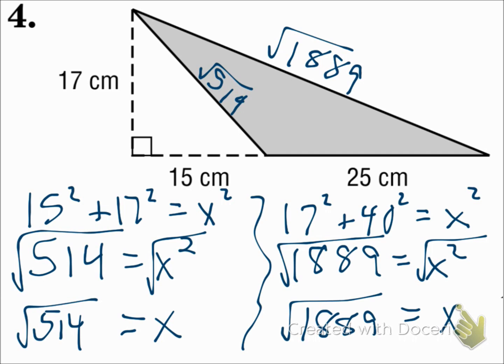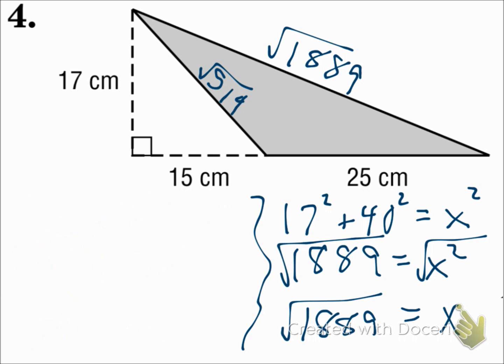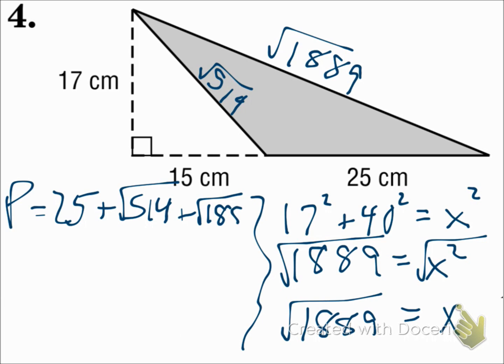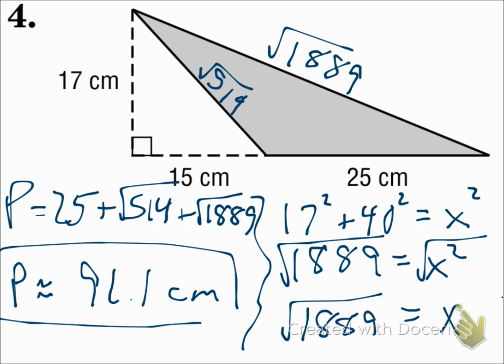Add those three sides up now, and I'll have my perimeter. 25 plus the square root of 514 plus the square root of 1889, and that is about 91.1 centimeters. So we had to do the Pythagorean Theorem there to find some missing values. Add the sides up, that's your perimeter.